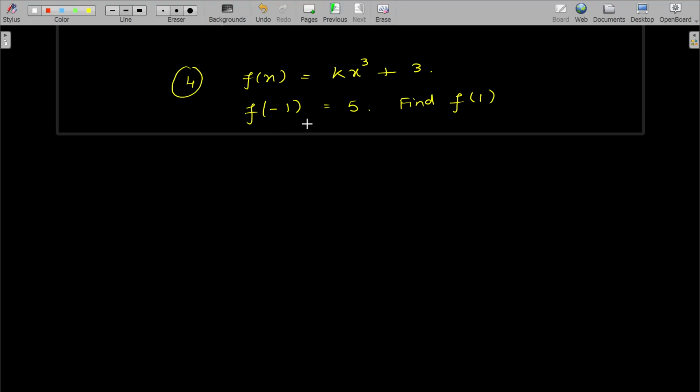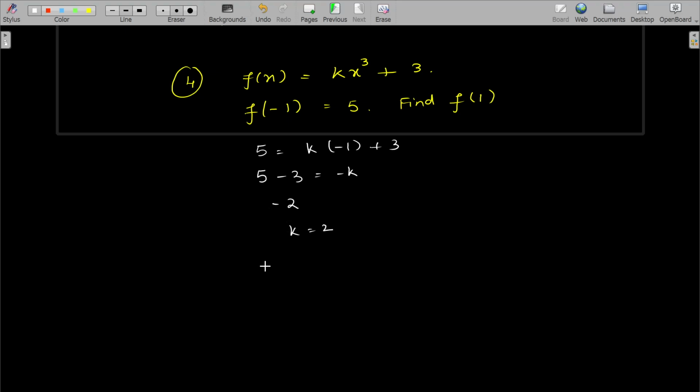Yes, that's correct. Okay. So that's the fourth question type, Anishka. So f of, I don't know the answer. Let me just quickly check. So f of negative 1 is 5. So 5 is equal to k times negative 1 cubed, which is just negative 1, plus 3. So 5 minus 3 is equal to negative k, which is 5 minus 3 is negative 2.